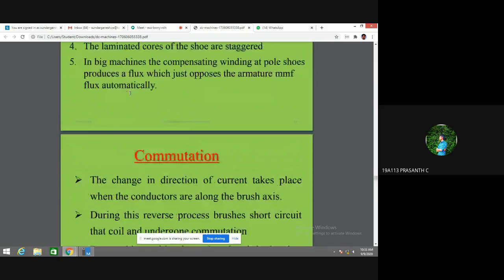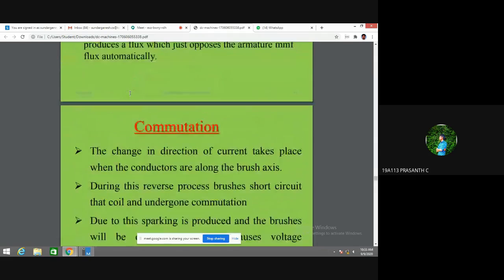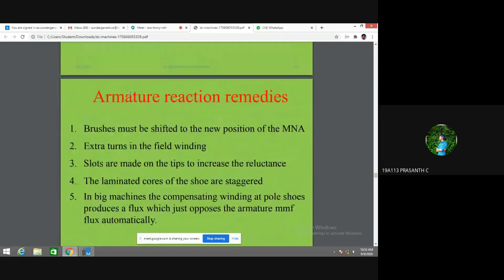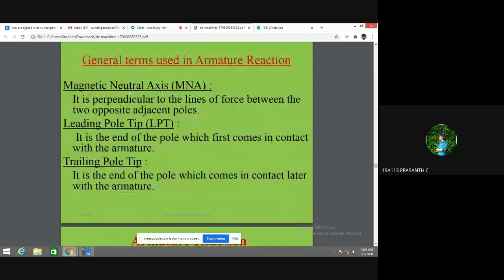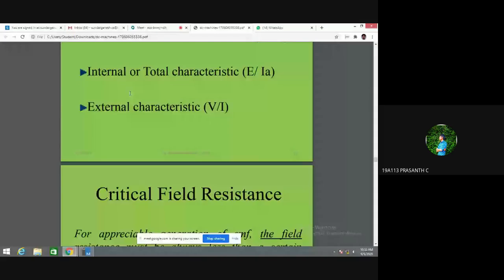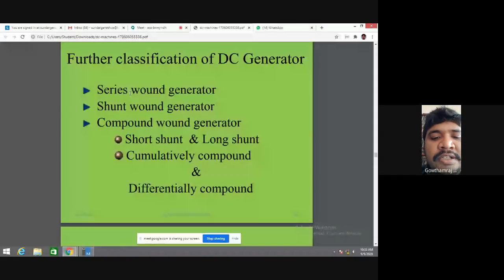What is meant by commutator? It converts DC to AC. Okay, Prashant.